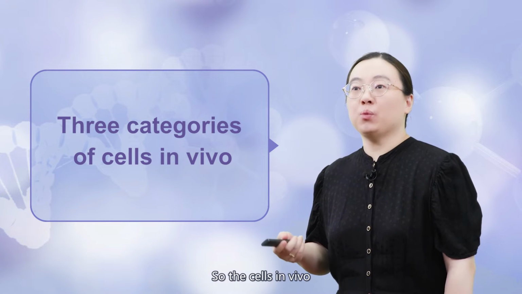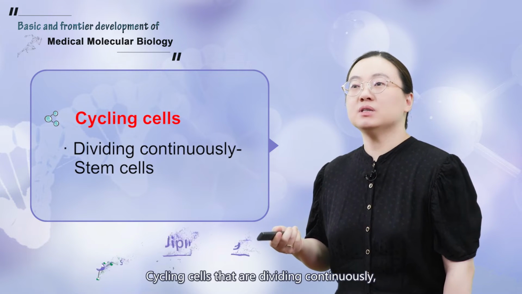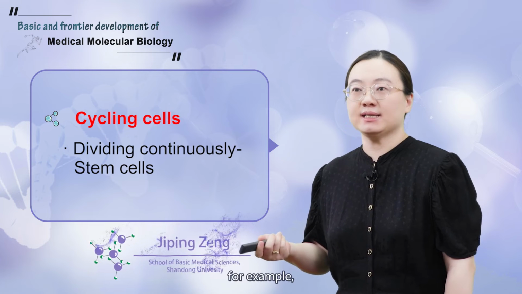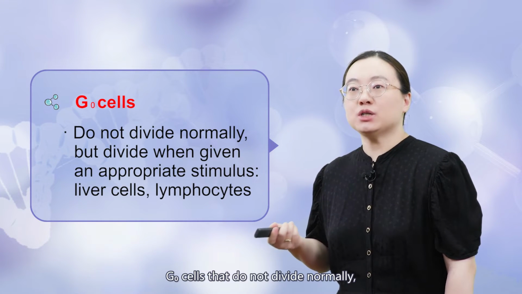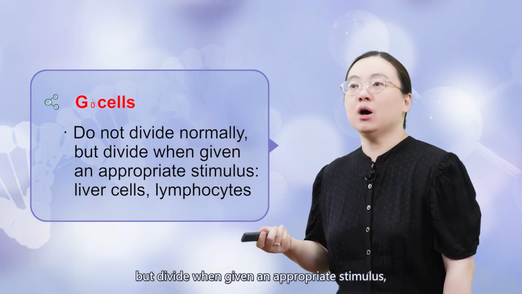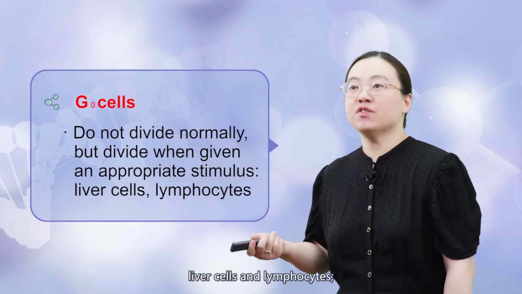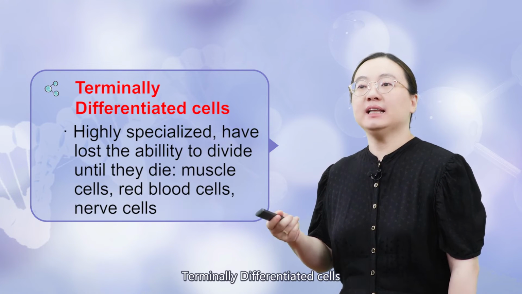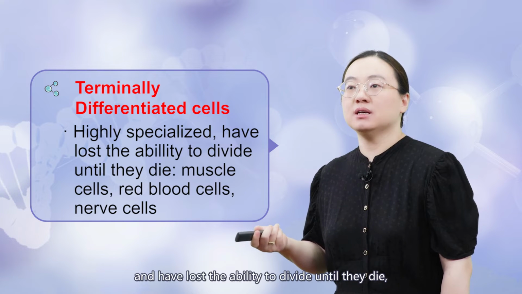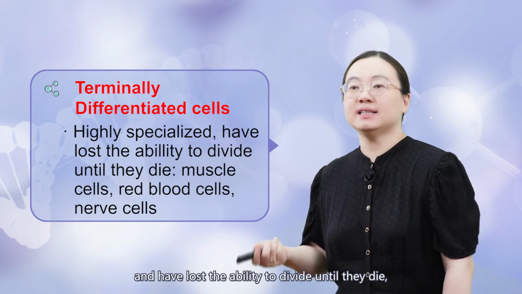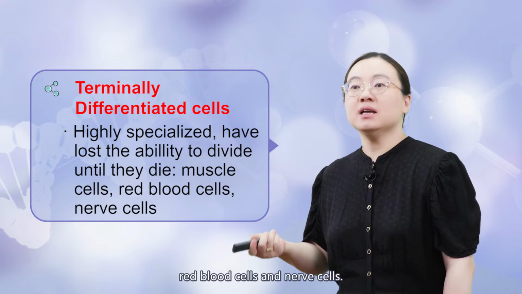So, the cells in vivo can be divided into 3 categories. Cycling cells that are dividing continuously, for example, stem cells. G0 cells that don't divide normally, but divide when given an appropriate stimulus, for example, liver cells and lymphocytes. Terminally differentiated cells, which are highly specialized and have lost the ability to divide until they die, for example, muscle cells, red blood cells, and nerve cells.